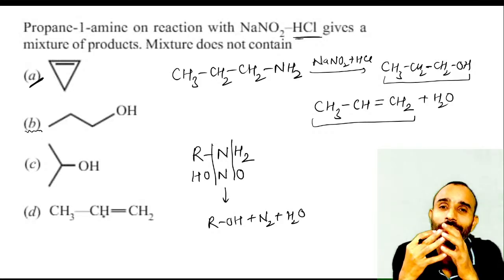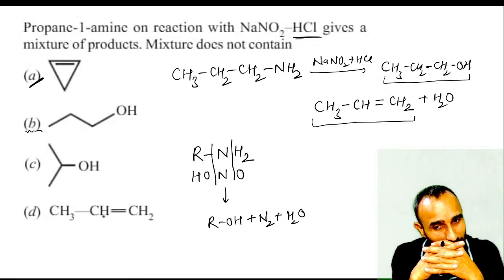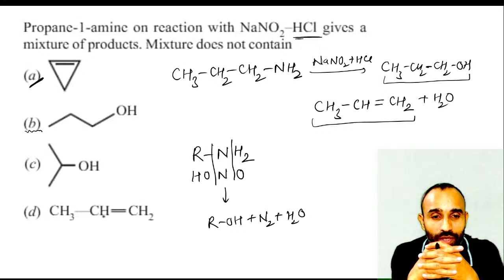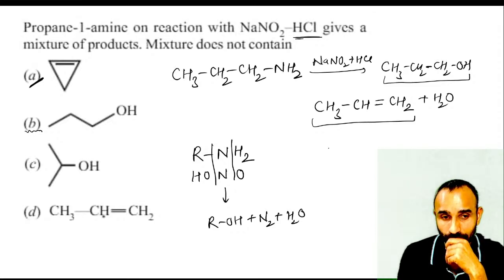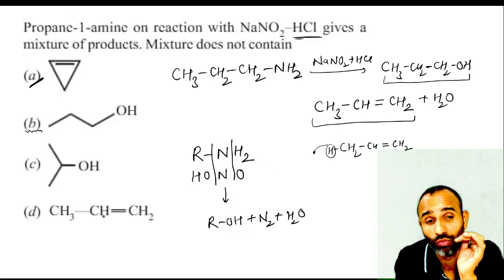How do we get A? Propane-1-amine on reaction with NaNO2 and HCl gives a mixture of products, but the mixture does not contain... anyhow, leave it, I will get back to you after solving it.